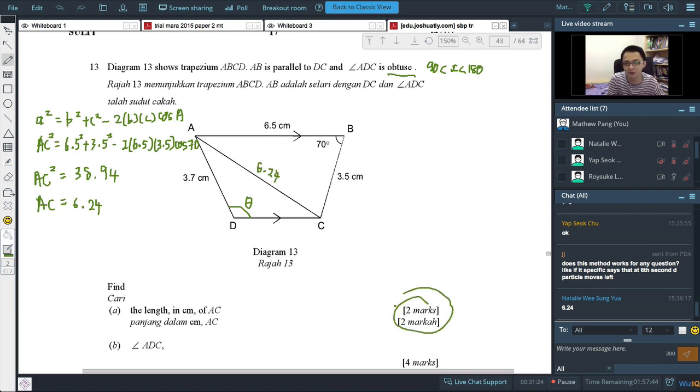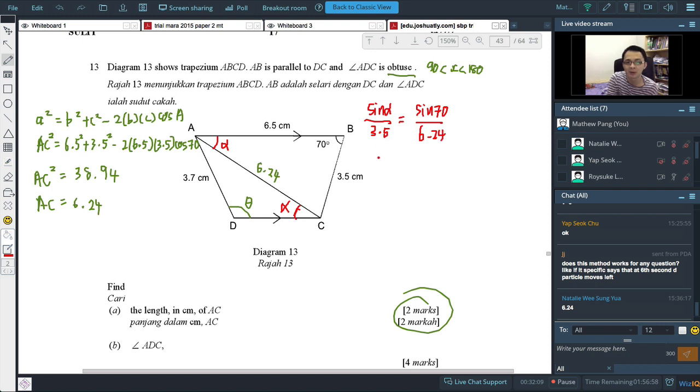Since I know ADC is an obtuse angle, I will need to do something. There's definitely a reason why they give you this angle, and a reason why they tell you this is parallel, because parallel lines will have the same angle. That means this angle will be the same as this angle. So I will find alpha first, because I can use sine rule easily. So sine alpha over 3.5 equals sine 70 over 6.24. Alright, so then I find what my alpha is.